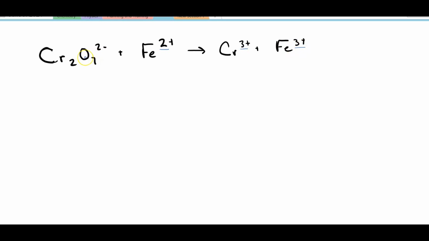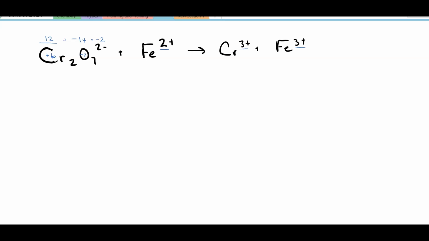I need to assign oxidation numbers here for chromium in the dichromate ion. Oxygen is always a -2. I have 7 of them for an overall -14 charge. I know that the overall charge on the ion is -2. So what plus -14 is -2? That must be 12. Since I have 2 chromiums, each one of these is 6.